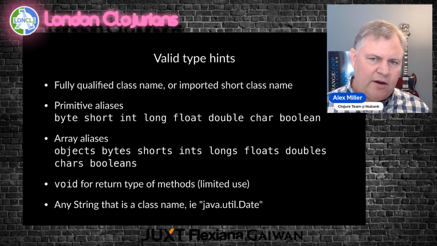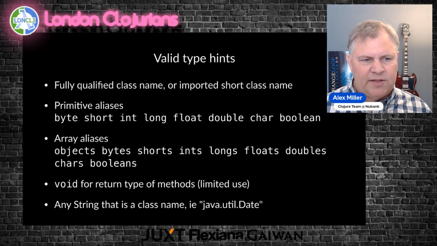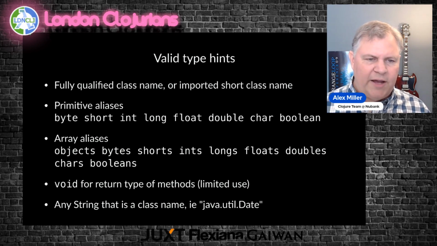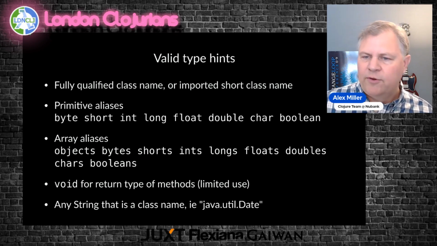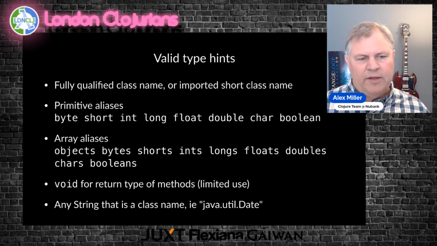Valid type hints can be several different things. They might be a fully qualified class name or a short class name that is resolved on import. That's kind of the most common thing you'll see. There are also a bunch of special type hints that the Clojure compiler understands. There's one for each of the primitive types, so byte, short, long, float, double, char, boolean. There are also ones for arrays of either objects or other primitive types. Those are the pluralized form of all those, plus objects is for an object array.